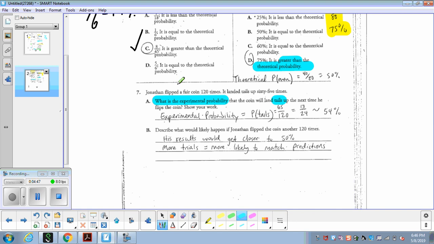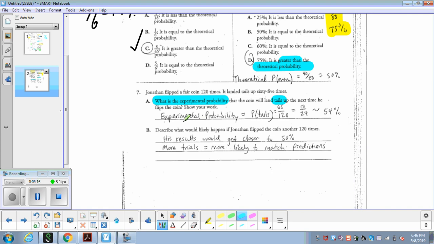All right, now we're on the last one here. We have that Jonathan flipped a fair coin 120 times. It landed on tails up 65 of those times. So once again, the experimental probability, we have the results. And it simply asks what's the experimental probability that the coin is going to land on tails up. And based on the results, 65 out of 120, it reduces. I divided both of them by 5. And the 13 out of 24, that rounds to about a 54% chance.